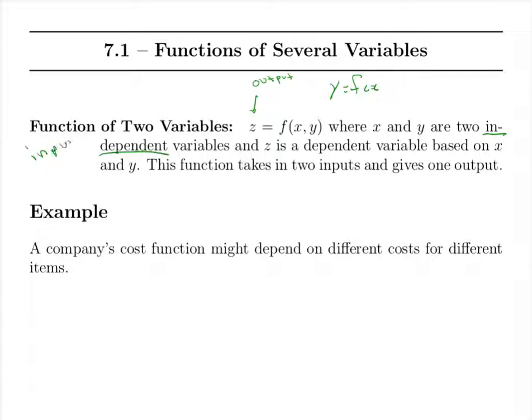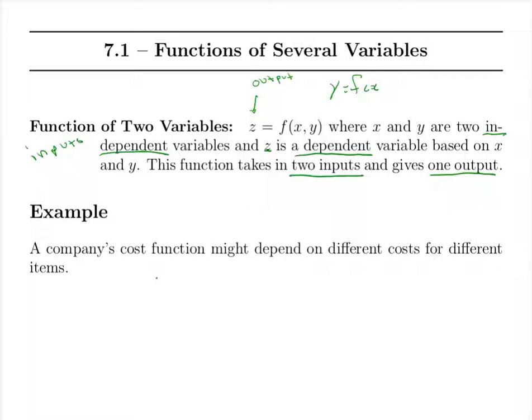A key, though, is that if they're independent from each other, they're not going to be changing when the other one is changed. They're not dependent on each other. They're not leaning on each other. Their outcomes aren't going to be based on each other. But z is going to be the dependent variable that's based off of x and y. So again, we've got two inputs, one output. There's a really easy kind of analog example that we can look at.